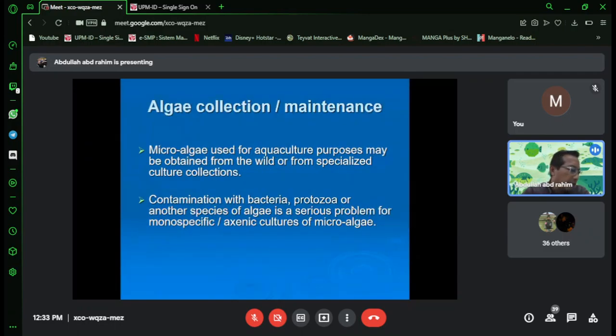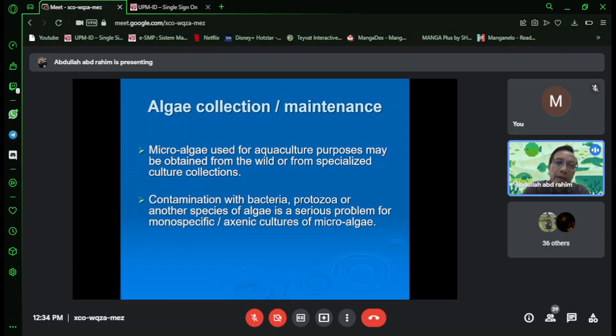Now, for purposes of production, normally you can collect microalgae from the wild, or buy it from specialized collections, or buy it from other universities. Some universities sell microalgae. Let's say you want to start your own hatchery, and you want to produce diatoms such as Skeletonema or Chaetoceros, or you want to start a marine fish hatchery and you want Nannochloropsis. Before starting your fish or shrimp hatchery, you want to get a supply of your microalgae. So where do you get them from?